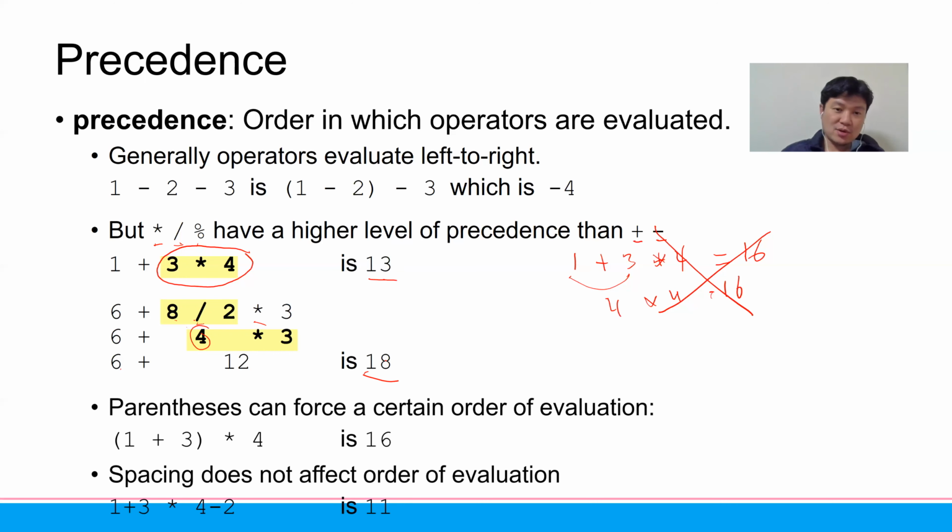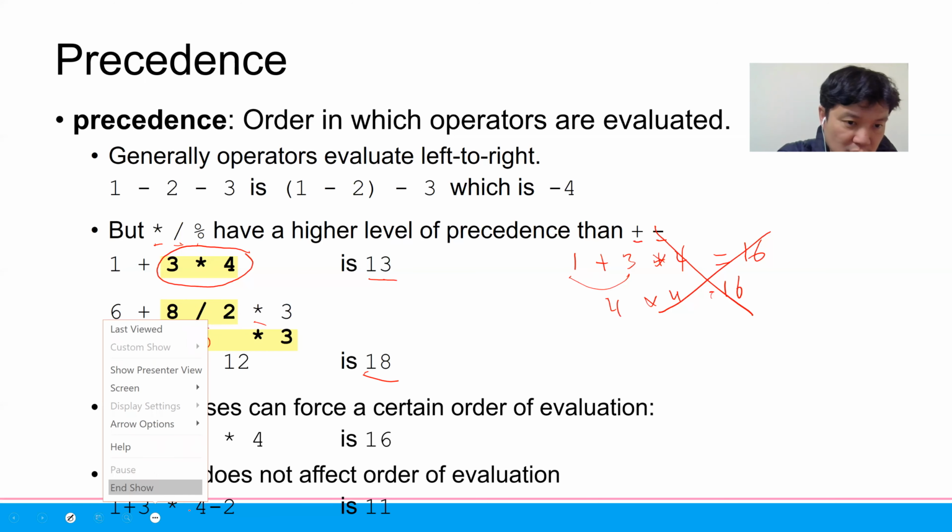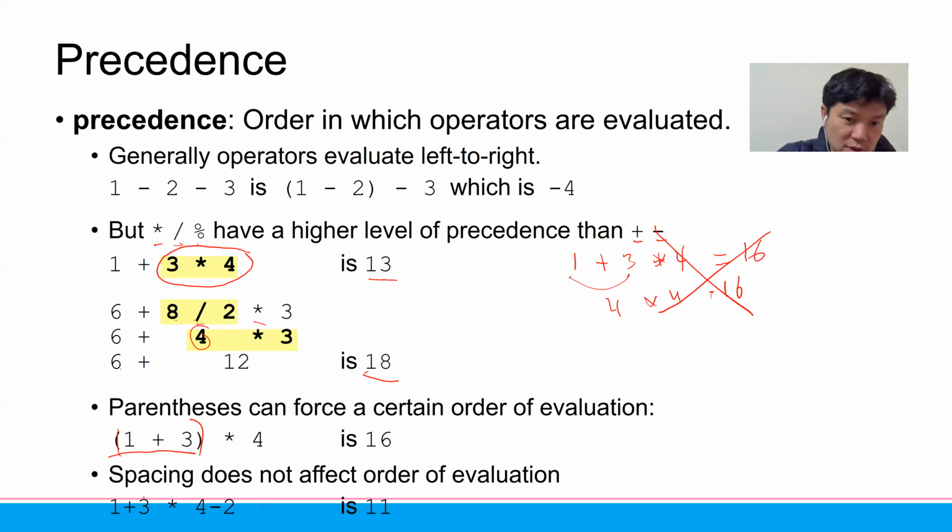The parentheses can force a certain order of evaluation. So if you want to force the addition to be done first, then you need to put the parentheses. Okay. If you don't put the parentheses, of course, multiply, division, and modulo will be done before the plus and the minus. The spacing does not affect the order of evaluation. So whether you give spaces or don't put any space, it will not affect the order of evaluation.